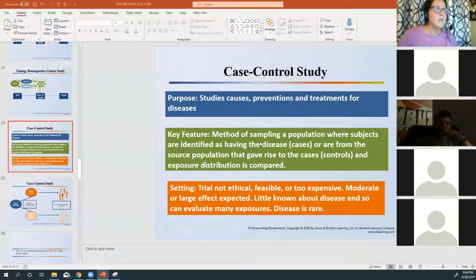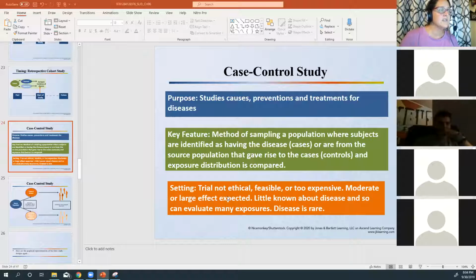Once we have a group of people who have the disease and a group of people who don't, who are known as our controls, then we determine whether or not they were exposed. So in case control studies, we start off with, are you a case or are you a control? Whereas in a cohort study, I start off by saying, are you exposed or not exposed?